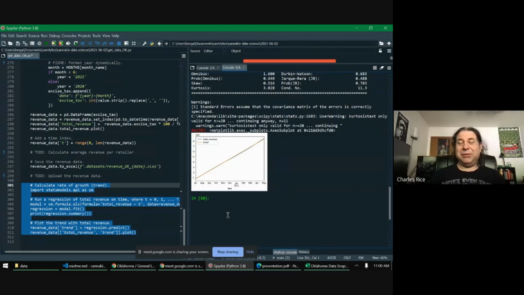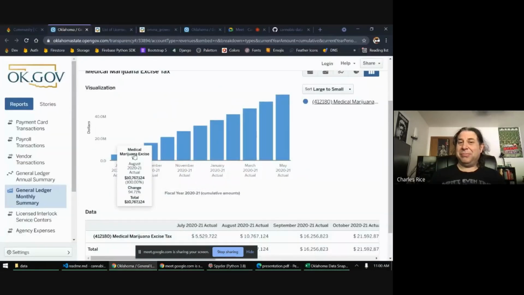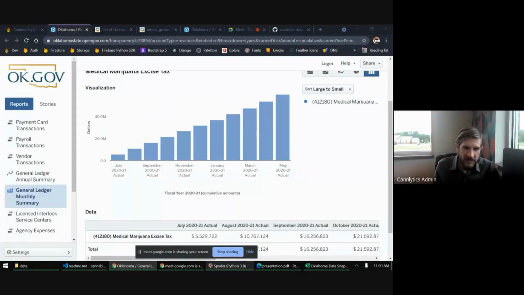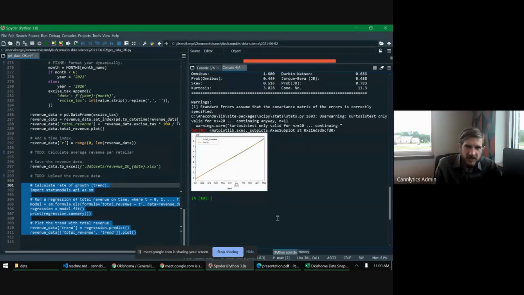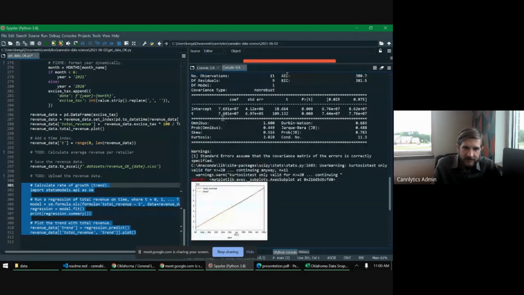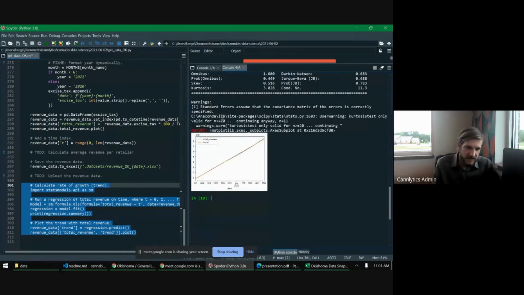Or have they loosened their requirements on medical marijuana? Oh, let's just calculate, because it looks like there's about, what is this, 7 million difference? So let's see.